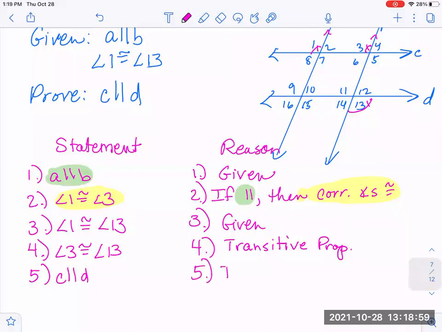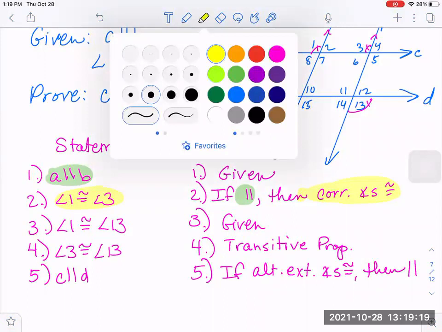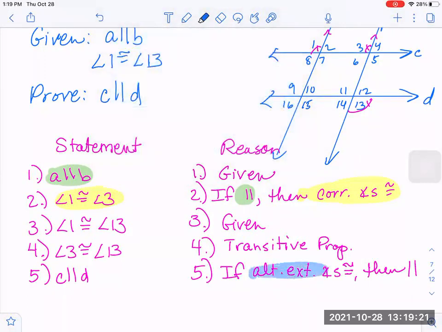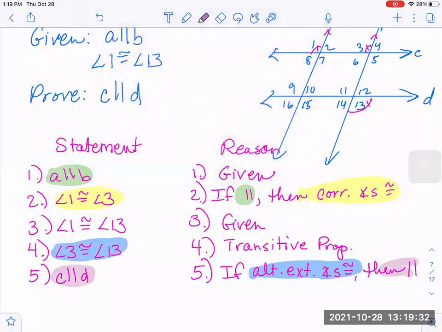And the reason for that is if alternate exterior angles are congruent, then lines are parallel. And again, we're linking things together. If alternate exterior angles are congruent, there they are, came before that, then lines are parallel. This must match the statement, otherwise you are not making sense.